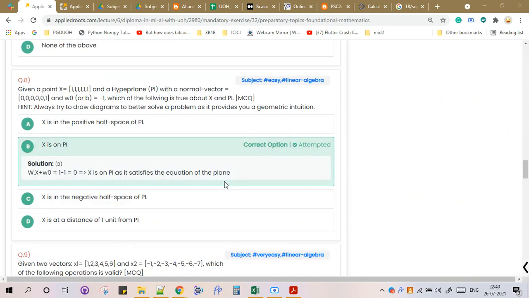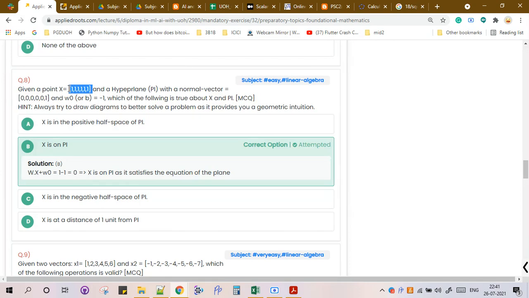Question number 8. We are given a point x in 6 dimensions, 1 1 1 1 1 1, and a hyperplane pi with normal vector w given as 0 0 0 0 0 1, and w0, or bias term b, given as -1. Which of the following is true about x and pi? Always try to draw a diagram. How to draw a diagram in 6 dimensions, I don't know. Is x in the positive half of pi, or the negative half, or at a distance of 1 unit from pi? So the idea is clear, right? We have been given w, w0, and x. So how to do it?